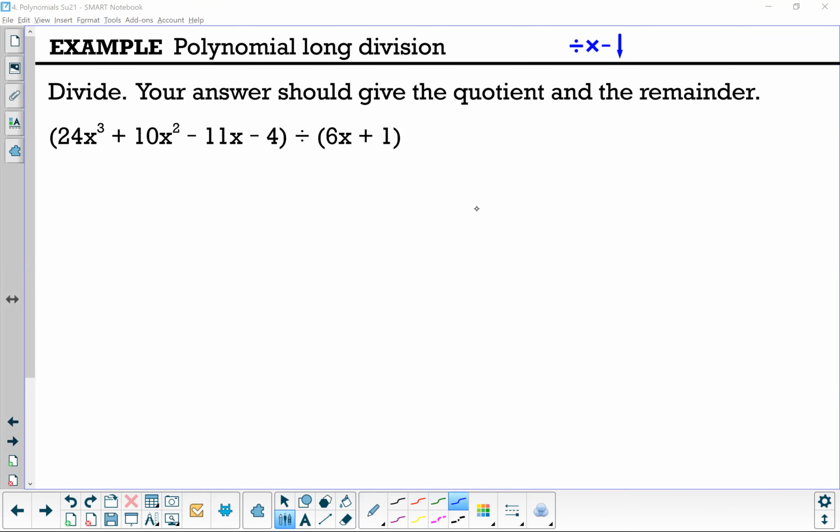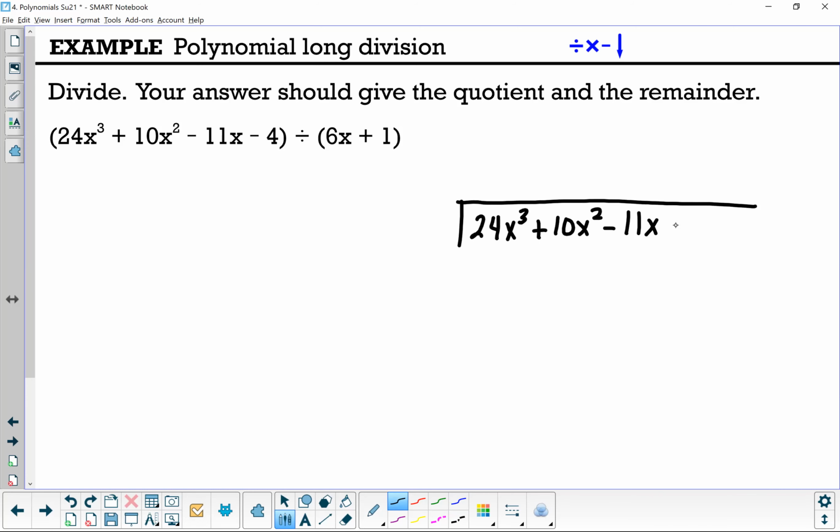So let's go ahead and set up our division carriage. Oh, let's use black for that. Here we go. So we have 24x cubed plus 10x squared minus 11x minus 4, and we're dividing by 6x plus 1. And we know our process is divide, multiply, subtract, bring it on down, and bring it on back.